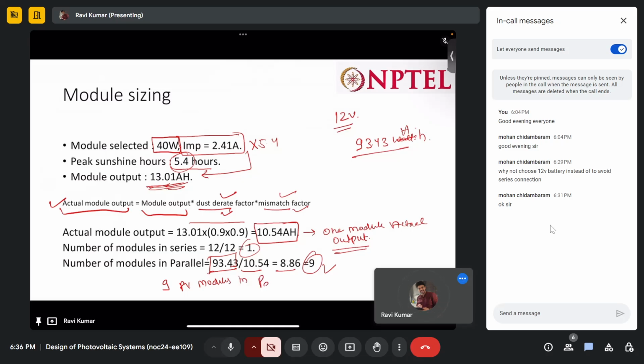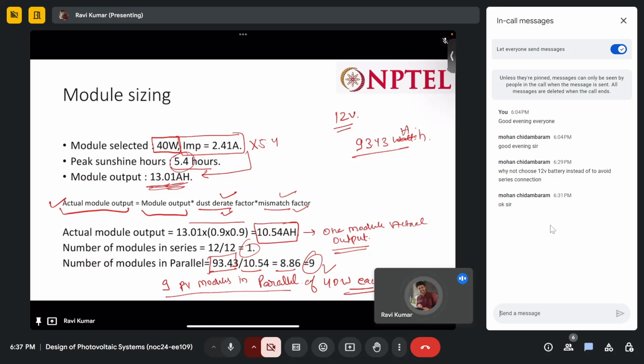in parallel. 9 PV modules in parallel of 40 watt each. So using this ampere hour approach, we have calculated the requirement for module sizing.